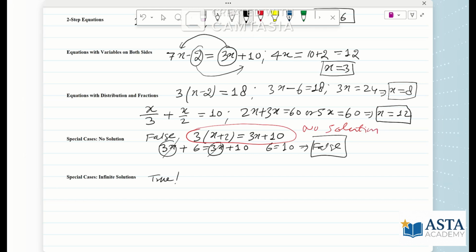Now look at the next case in which you may have infinitely many solutions. Let's say you have 2 times x plus 3 is equal to 2x plus 6. When you apply the distributive property, you will get 2x plus 6 is equal to 2x plus 6, which is always true, no matter what the value of x is. Put any value of x in this, the left hand side is always going to be equal to the right hand side. Or in other words, this 2x will get cancelled out, and you get a resultant expression which is 6 is equal to 6. Always true.